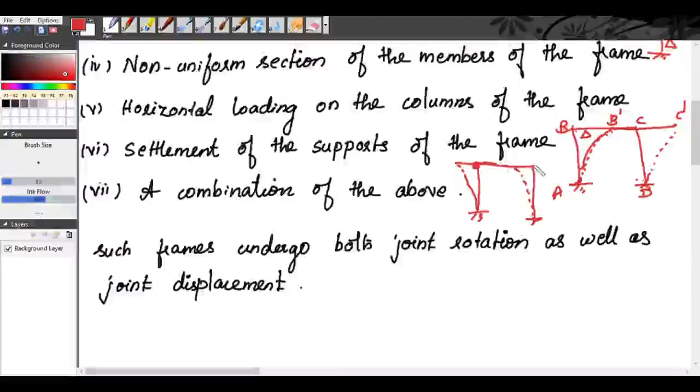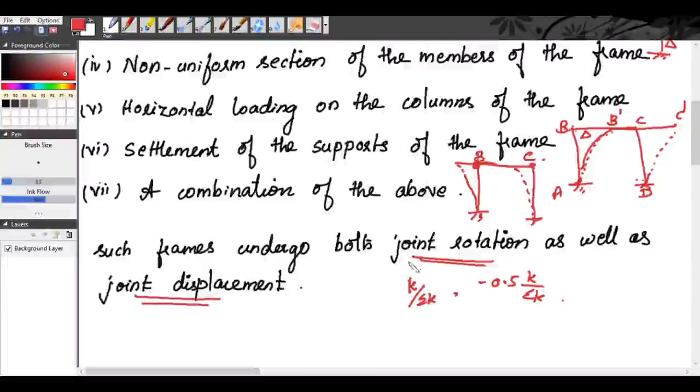For this frame we have joints B and C. At the joints B and C we will have both joint rotation as well as joint displacement. Just to recall what we studied earlier: in the previous problems for continuous beams and for portal frames with no side sway, we found the distribution factor, that is k by sigma k, and then the rotation factor, that is minus 0.5 k by sigma k. This rotation factor is responsible for joint rotation, and we call it the rotational contribution.